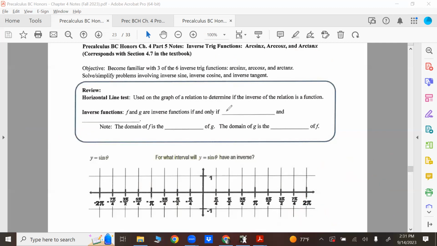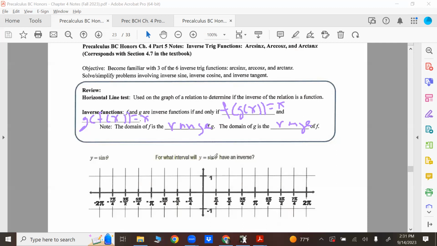But very important that you guys remember that f of g of x equals x if f and g are inverses, and likewise g of f of x equals x. Again, when f and g are inverses. Now the domain of f is the range of g. The domain of g is the range of f.